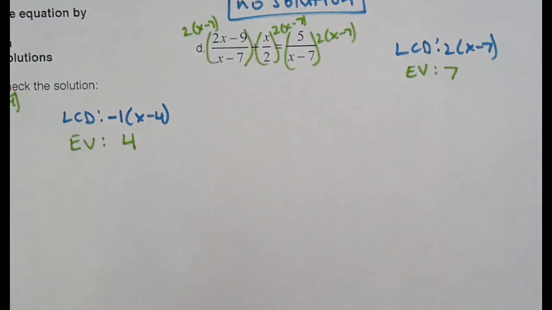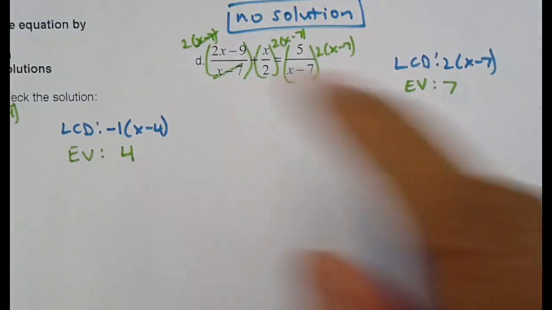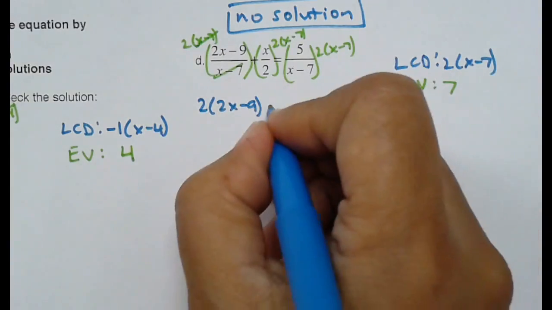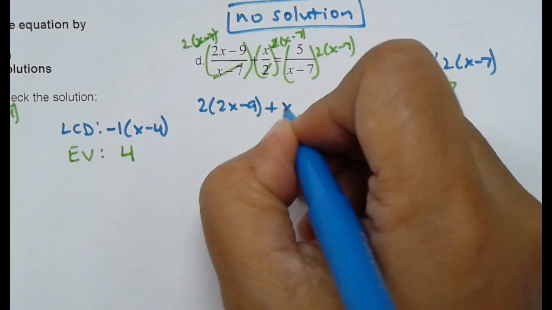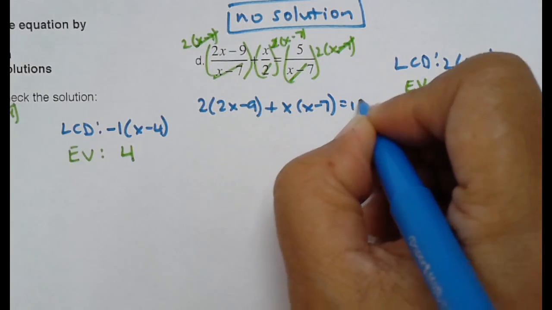All right, let's cancel. What we have here is an x minus 7. We still have the 2 left, which is 2x minus 9, plus the 2's cancel here. We have an x still left, and the x minus 7. Here, the x minus 7 cancels, so we just have the 2 times the 5, which is 10.